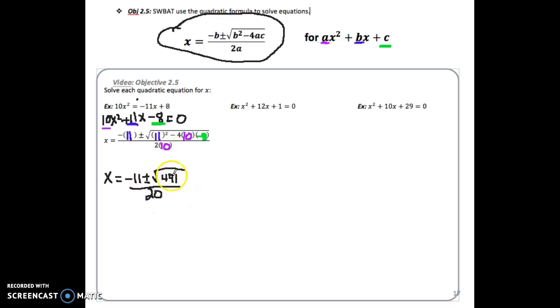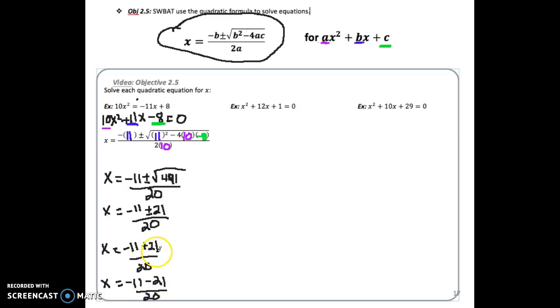Okay, so this is 441. It's kind of hard to see. What I need to do now is see if this is a perfect square. And this is a perfect square. The square root of 441 is 21. So I'm going to write x is equal to negative 11 plus or minus 21, all divided by 20. This gives me two answers. One of my answers is negative 11 plus 21 divided by 20, and my other answer is negative 11 minus 21 divided by 20.